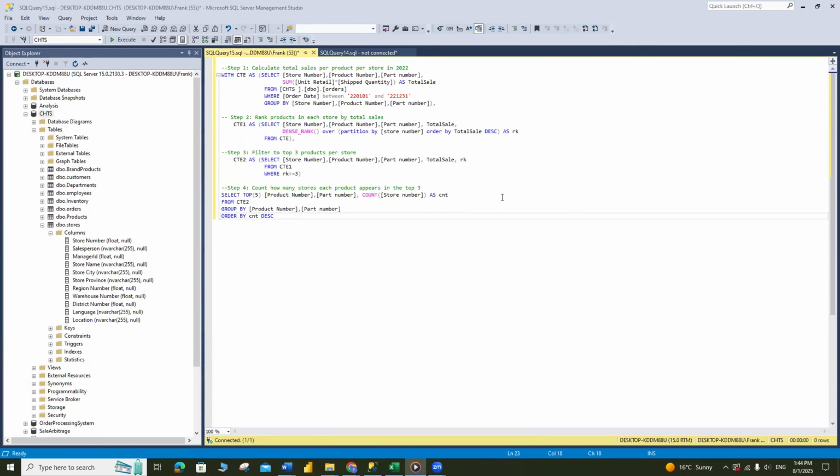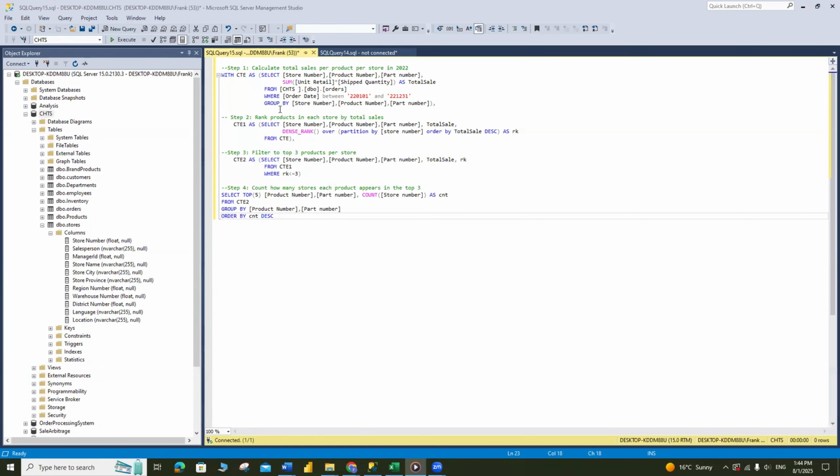Let's break down the SQL query that solves this. Step 1. Calculate total sales per product per store in 2022. This first common table expression, CTE, aggregates total sales per product in each store for the year 2022. We multiply unit retail and shipped quantity to get revenue per row. Then sum it by store and product.